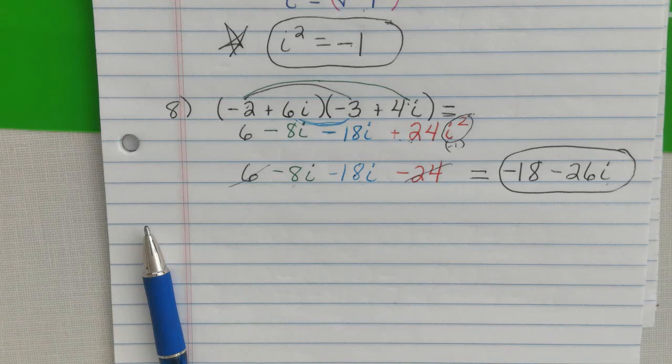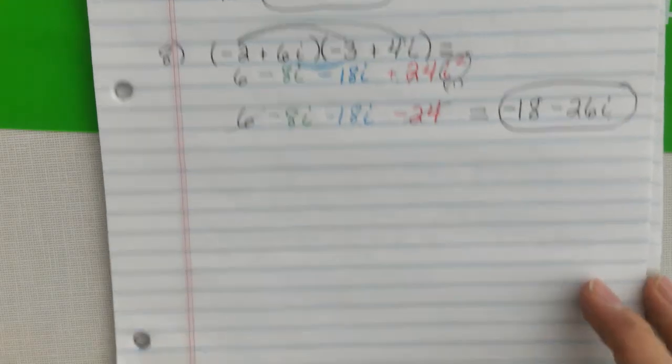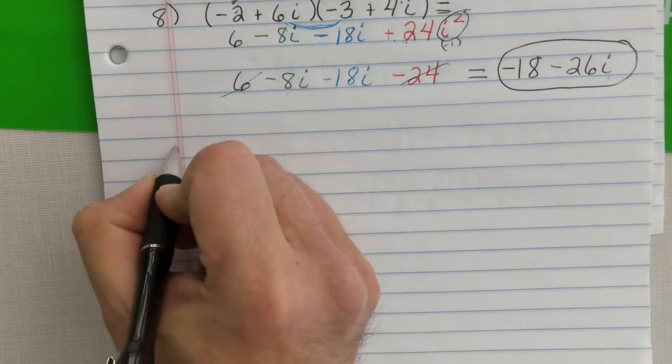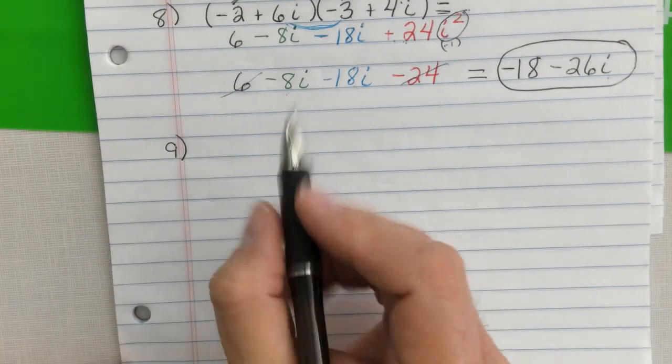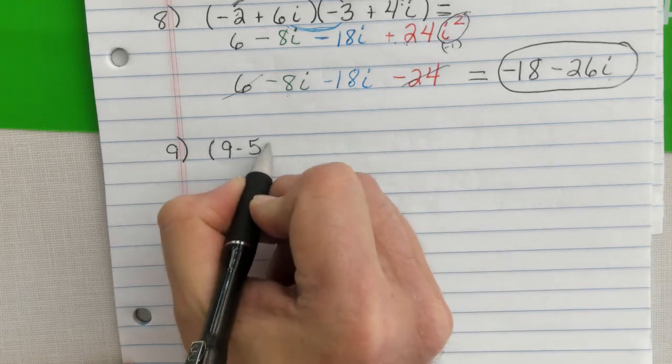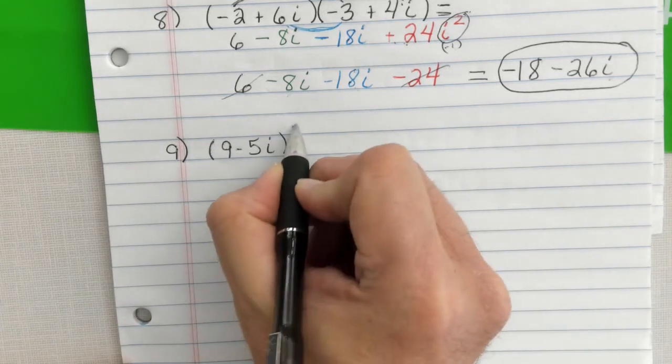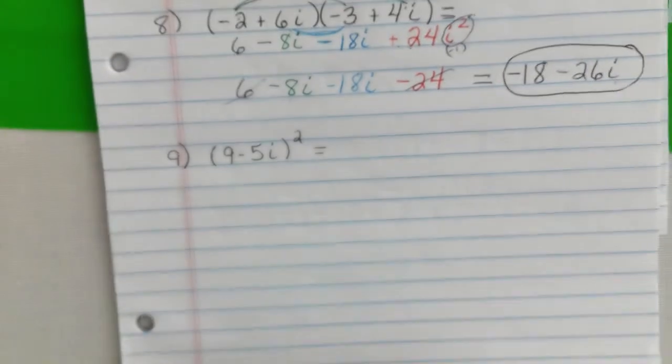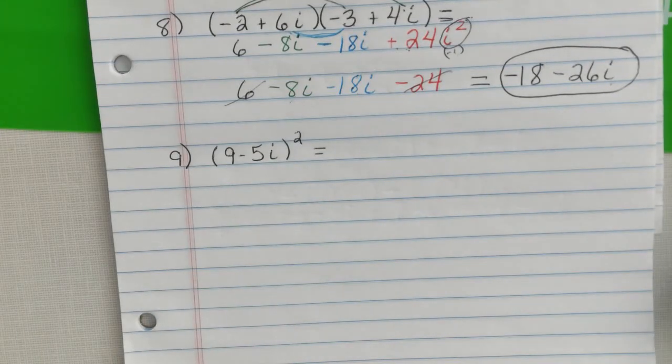Check it. Let's do problem number 9. Nine minus 5i squared. Y'all caught up? Are there any questions?